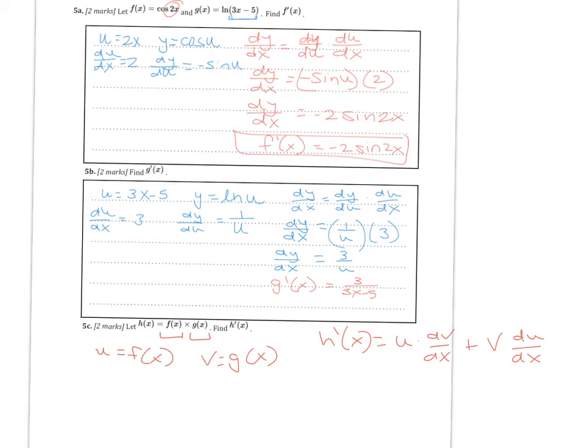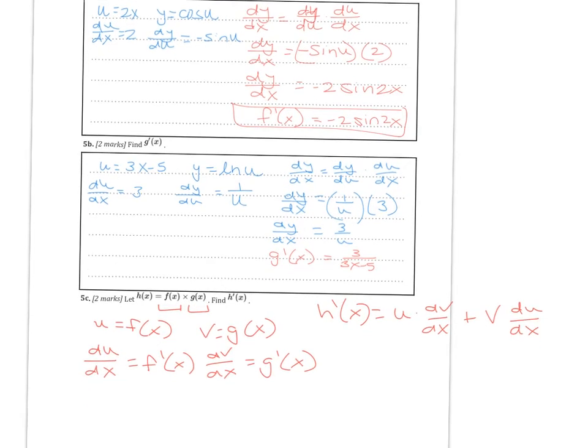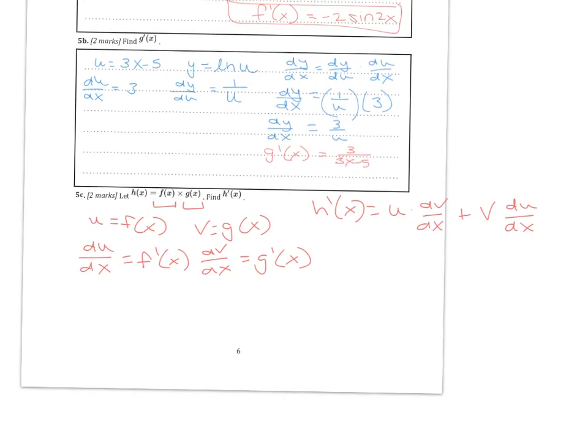So when we want to find du dx, that's the derivative. Well, the derivative of f of x would just be f prime of x. And when we want to find dv dx, the derivative of g of x would just be g prime of x.